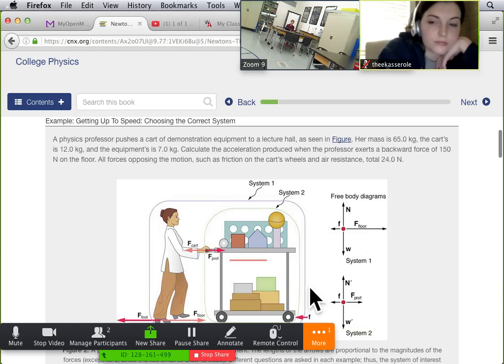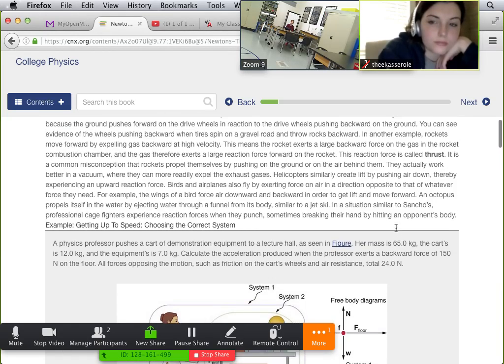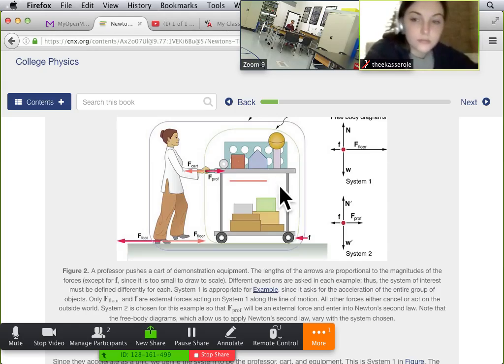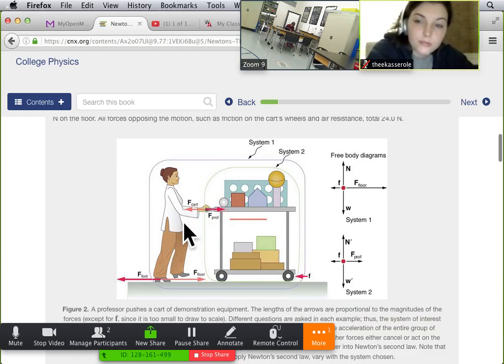So let's talk about systems here for a little bit. Here we have an example where we have the professor pushing the cart of science equipment. You have the cart, you have boxes under here, you have a bunch of equipment on top, you have the professor. What is the system of interest? The system of interest is going to determine what our free body diagram looks like. If we choose the entire thing here, the professor, the cart, the stuff on the cart as our system of interest, this purple outline here, then the free body diagram is going to include these four forces.